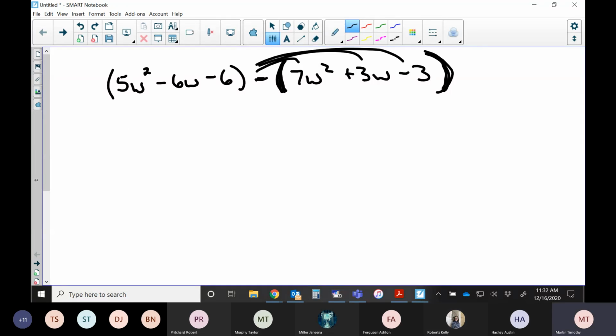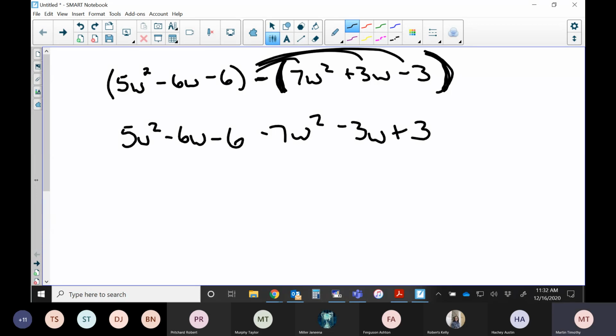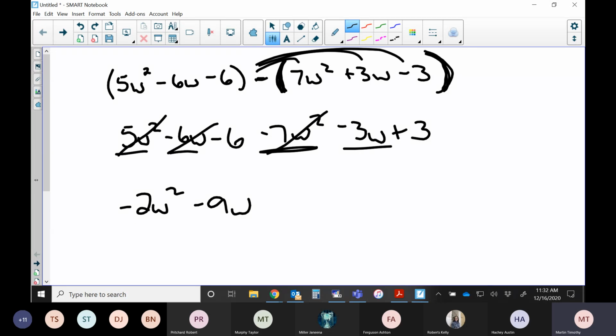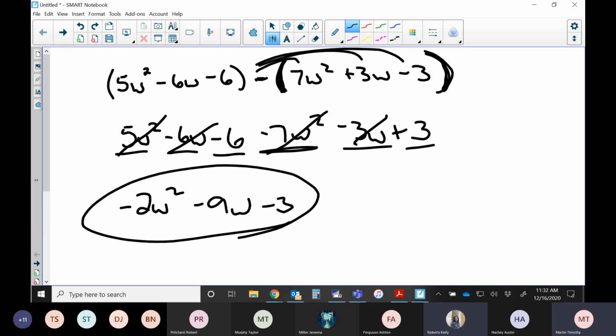Yeah. So then I get 5w squared minus 6w minus 6 minus 7w squared minus 3w plus 3. Combine like terms, this and this would combine, and that would get me to a -2w squared. This and this would combine and get me to a -9w. And this would combine to get me to a -3. I see what I did wrong. Yeah, that cleared it up.